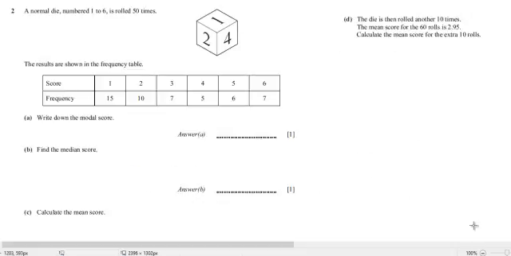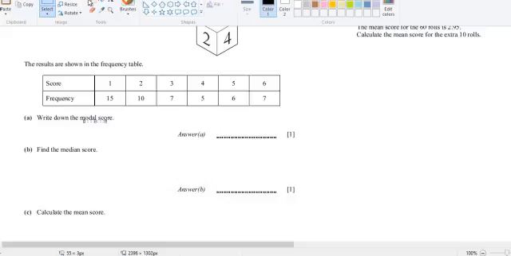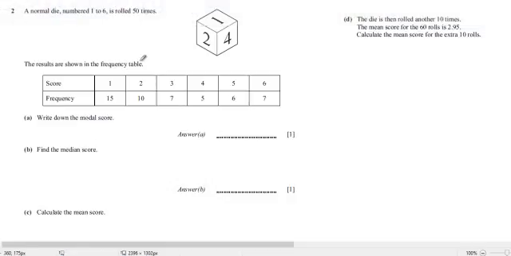Now in this question, which is on page number 19 of your worksheet, a normal die numbered from 1 to 6 is rolled 50 times, and the table is given to you. In the first part they ask you to find the modal score. For modal score, we will see which one is the highest frequency. If you can see, 19 is the highest frequency, so the number in front of that will be the modal score. So modal score is 1.